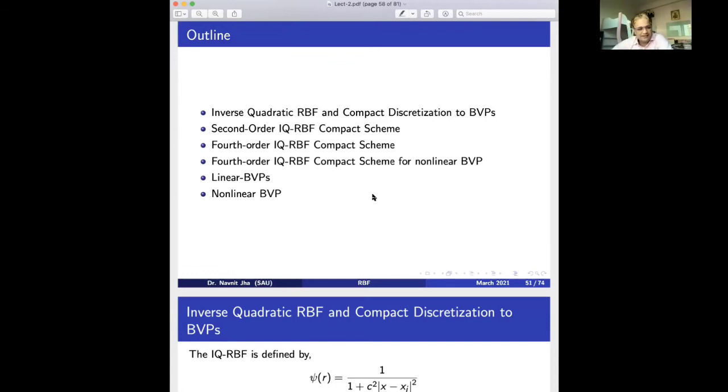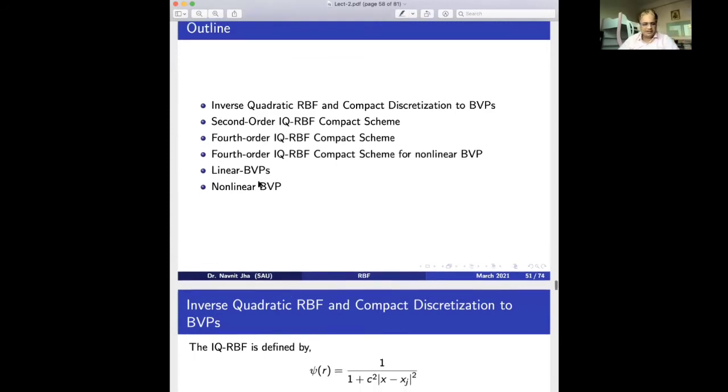So let me start, and probably if time permits tomorrow, then I will move to the 2 dimension, and we'll see what is happening in 2 dimension. Here, instead of Gauss radial basis function, I am going to discuss another category called inverse quadratic radial basis function. On the same line, I will have second order inverse quadratic radial basis function, fourth order inverse quadratic radial basis function, and we'll apply it for two types of problem, linear and non-linear.